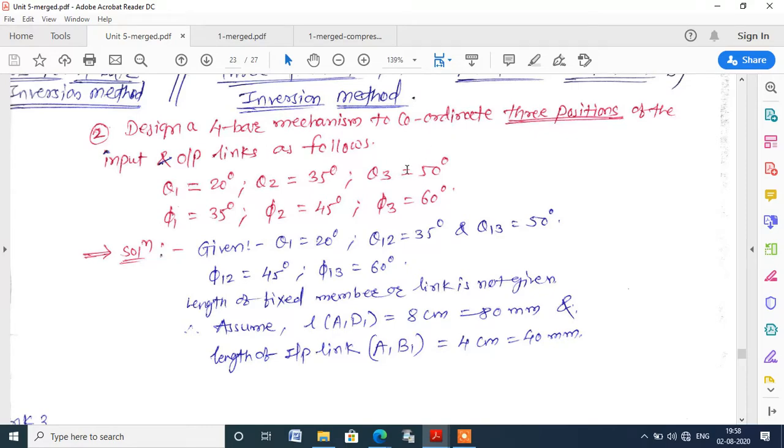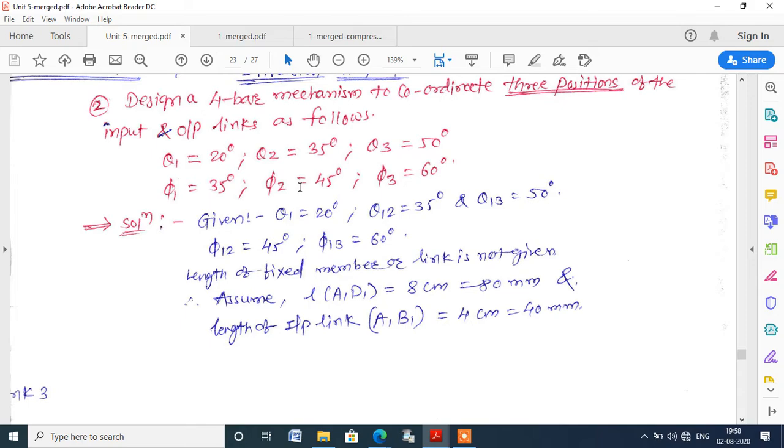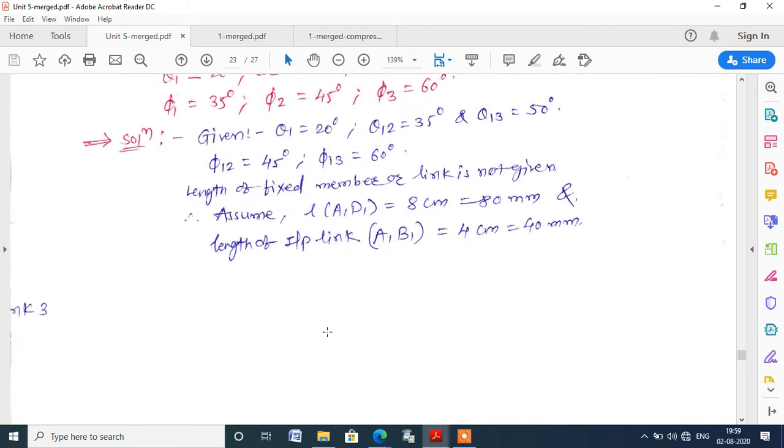To coordinate three positions, read the problem carefully. Now here you have to synthesize three positions. So theta 1 is 20, theta 12 is 35 and theta 13 is 50. I have written like this instead of theta 2, theta 3. So theta 1 is the initial position, theta 12 is the second position, and theta 13 is the third position with reference to the initial position. So this is the meaning. Then phi 12 is 45 degree and phi 13 is 60 degree.